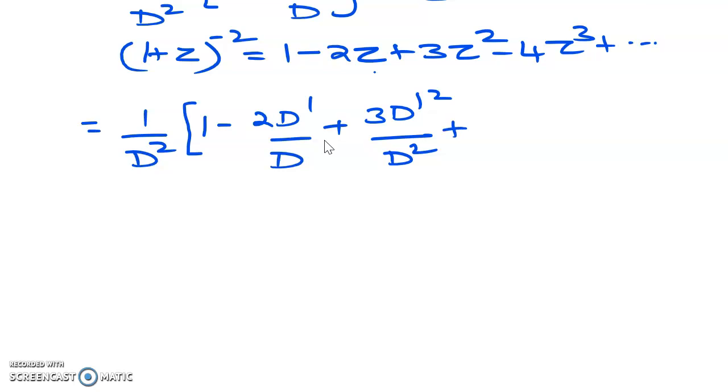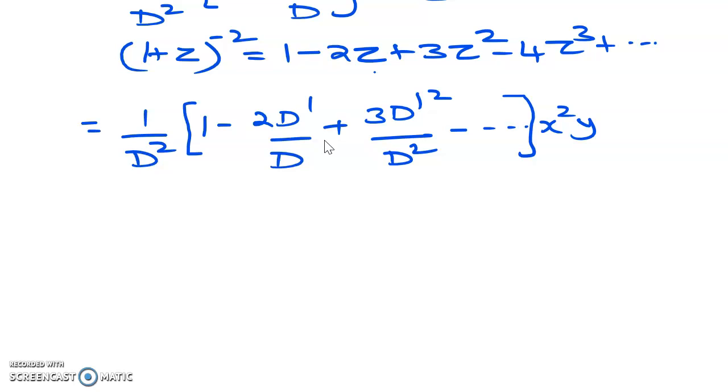The signs alternate, so plus and minus, and so on. It will be there, into x squared y. Whatever it is, I have written.